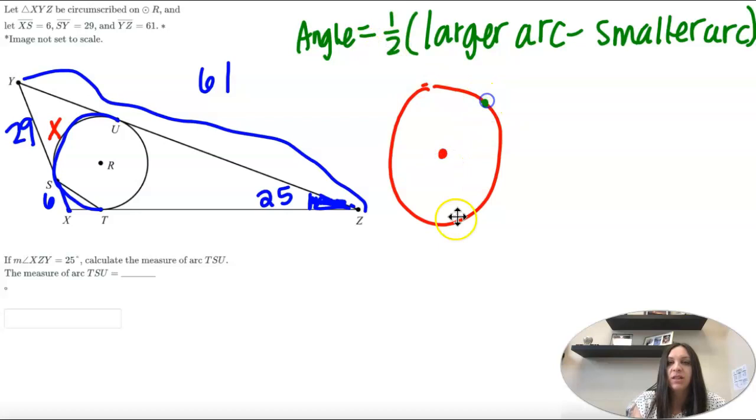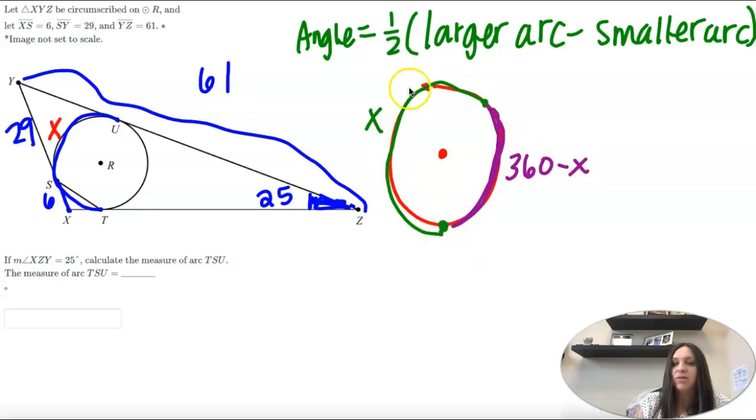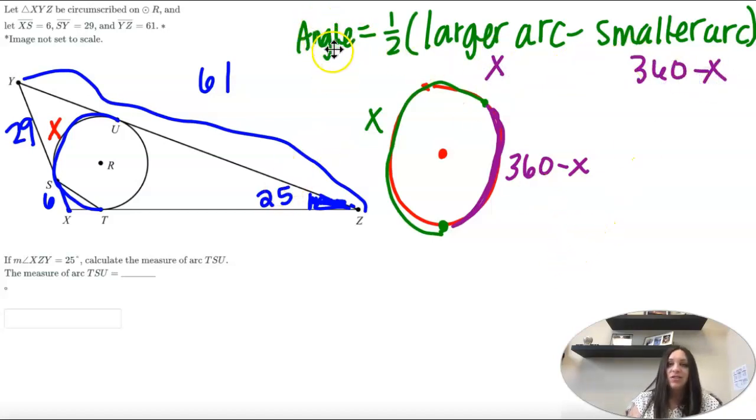I have a circle. Sorry, it's not a very straight one. And I know that this part around is x. So I want you to think, could I find this value that's left over? What's all the way around a circle? How many degrees? 360. So if I take 360 and subtract this value, then I would get the smaller value. So the large arc is x and the small arc is 360 minus x. And the angle is 25.